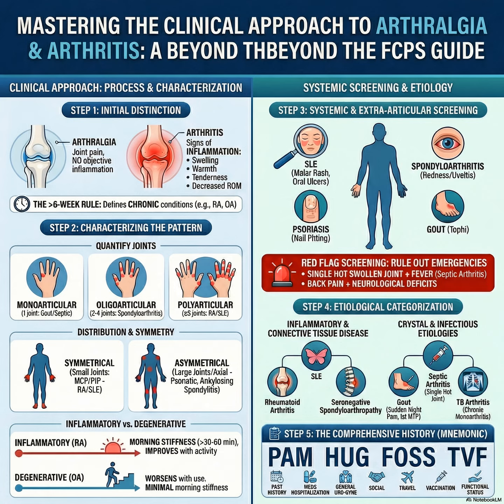You start with pain. You check for inflammation to confirm it's arthritis. You count the joints, mono, oligo, poly. You check the distribution, DIPs versus MCPs. Then you differentiate the nature. Is it inflammatory, long morning stiffness, better with movement? Or degenerative, short stiffness, worse with movement? You scan the body for clues, rashes, eyes, ulcers, check the red flags. And then you wrap it all in that PAMH, UG, FOSS, TVF safety net. That is the long case algorithm.